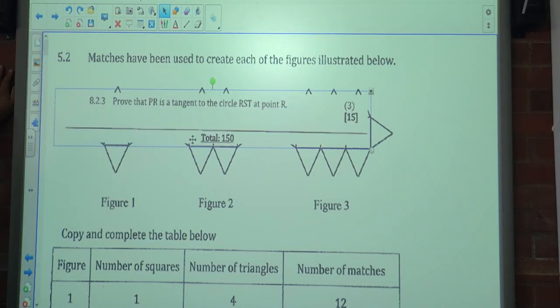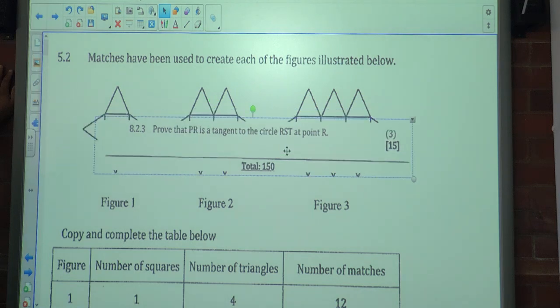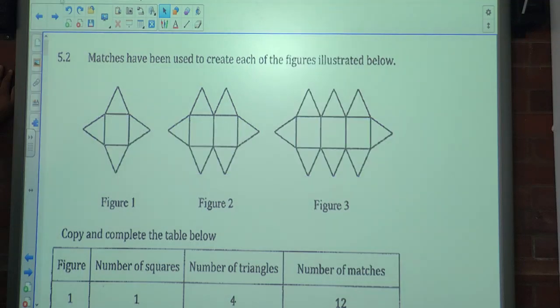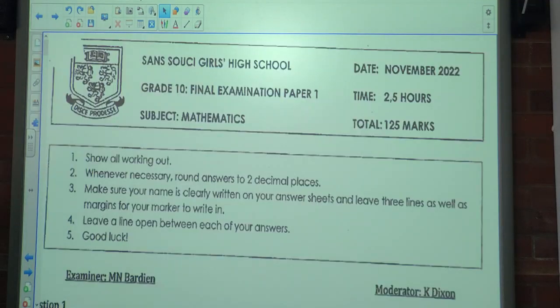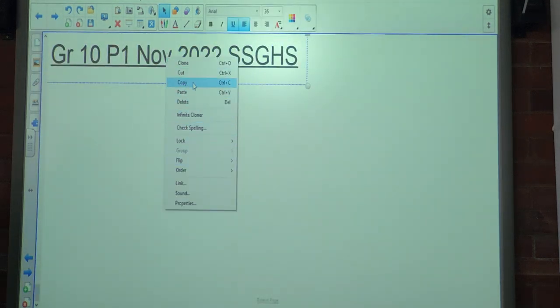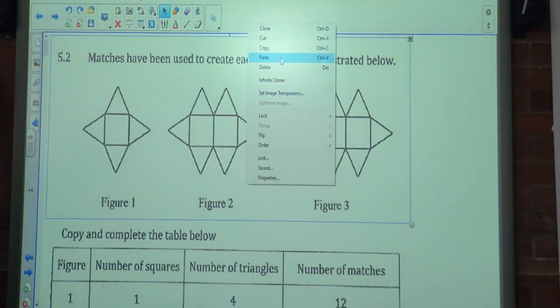Right. Where did I get this now from? It's a grade 11 sum. Didn't I cut this? Alright, anyway.